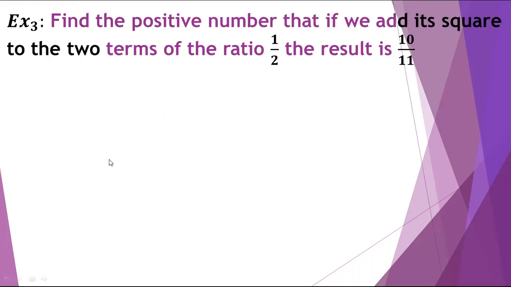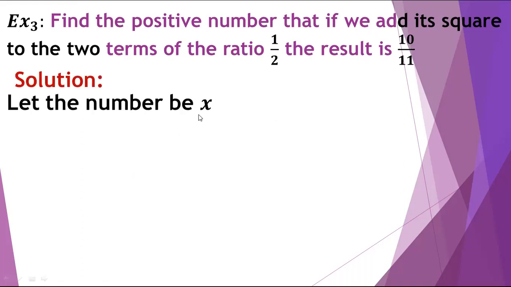Find the positive number that if we add its square to the two terms of the ratio 1 over 2, the result is 10 over 11. Suppose this number is x and its square x power 2.